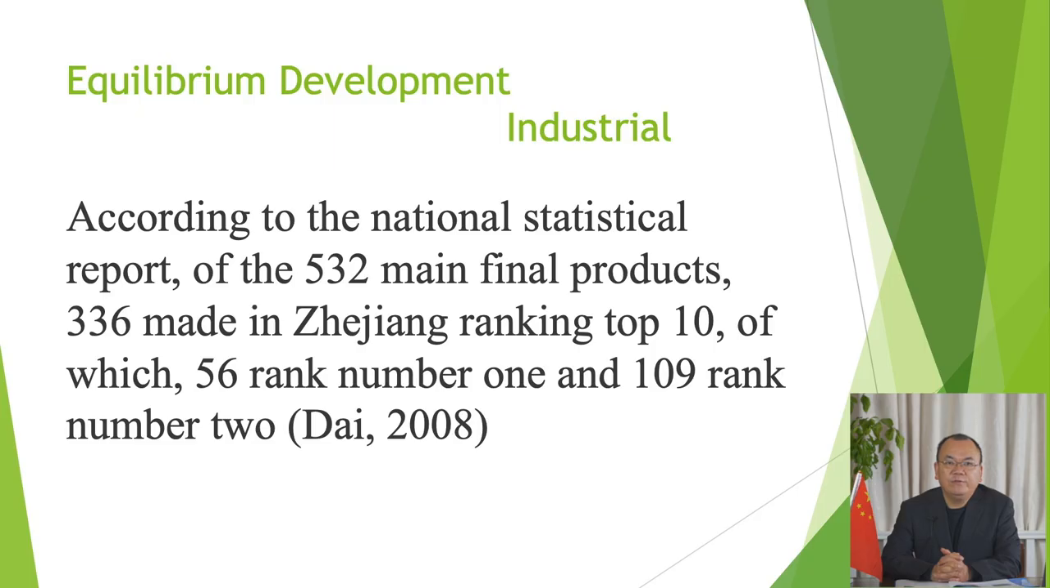It not only produces food, but they use food to produce products. They further process the food. And for the second industry, of the 532 main final products, 336 made in Zhejiang products rank top 10 in China, of which 56 rank number 1 and 109 rank number 2. This figure is 2008.